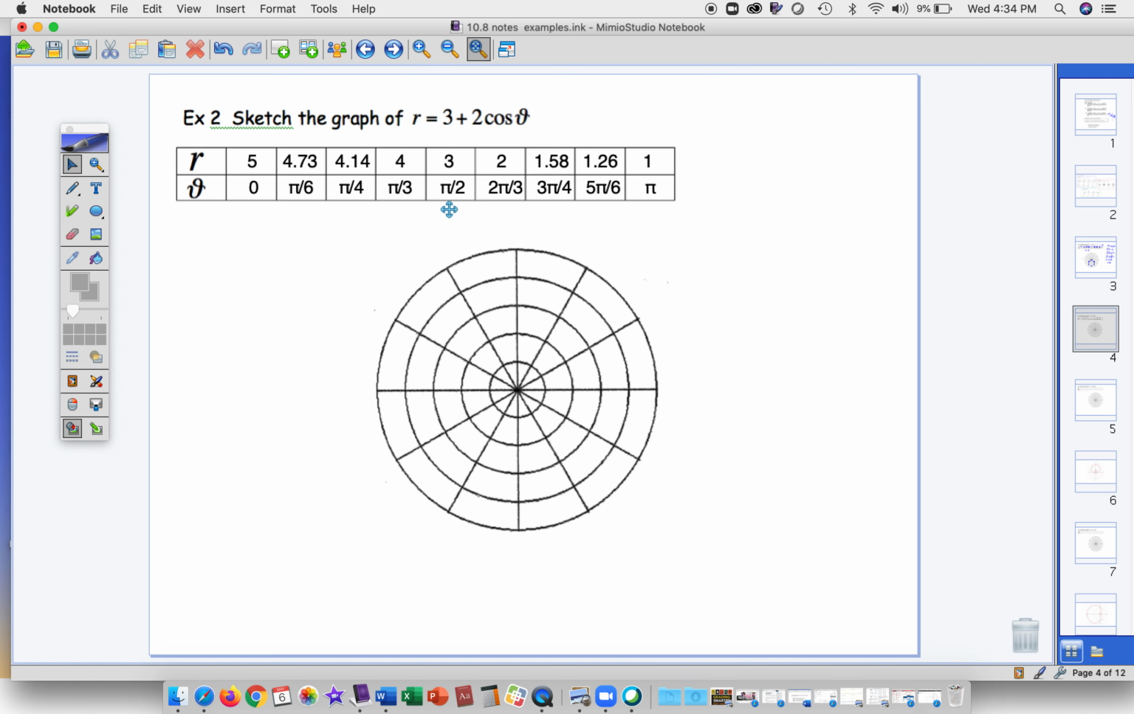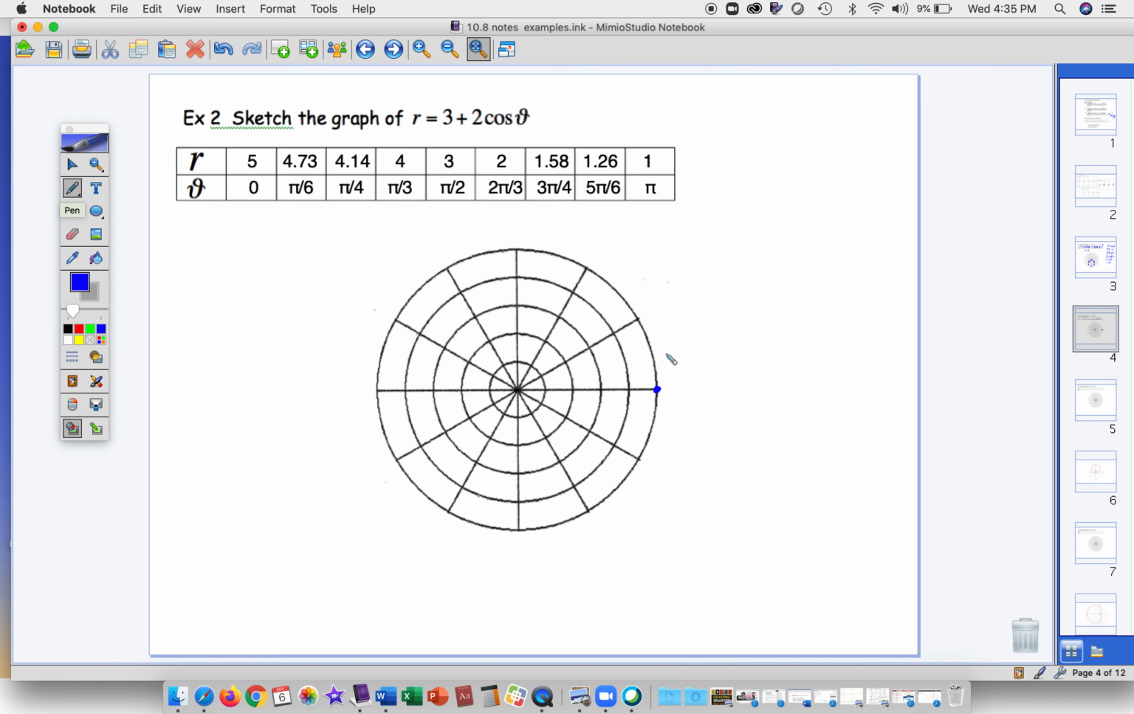Pi over 2, the cosine of pi over 2 is 0. 2 pi over 3, now it's negative 1/2, so I'm subtracting 1, which gives me 2, and so on, until we get to pi. The cosine of pi is negative 1, so I'm subtracting 2, and that gives me 1. So when I plot these points, now I have positive 5, 0, so that's out here.